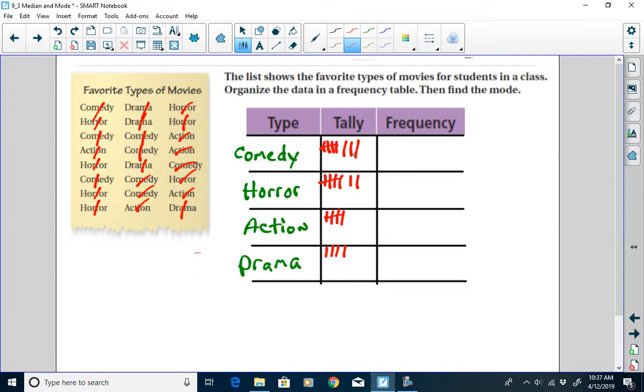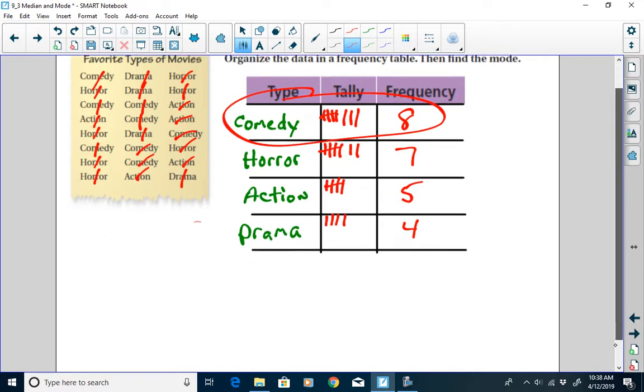So we tally them up. Here we have 8. Here I have 7. Here I have 5. And here I have 4. So if I'm looking for the mode, the data item that appears most often would be comedy. So comedy would be the mode for that situation.